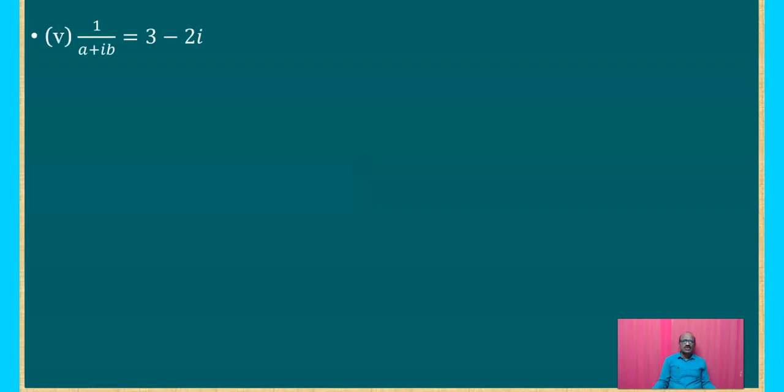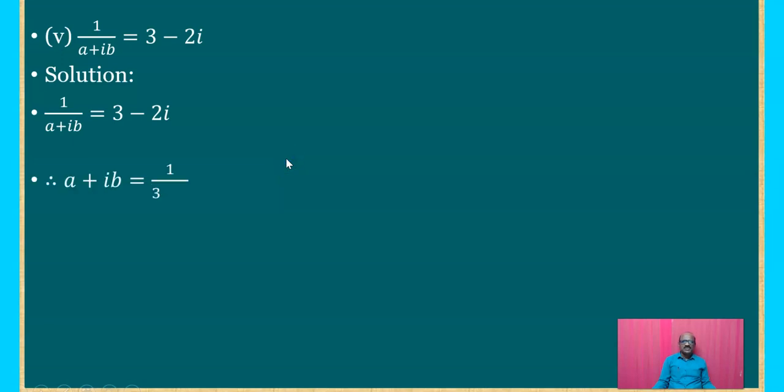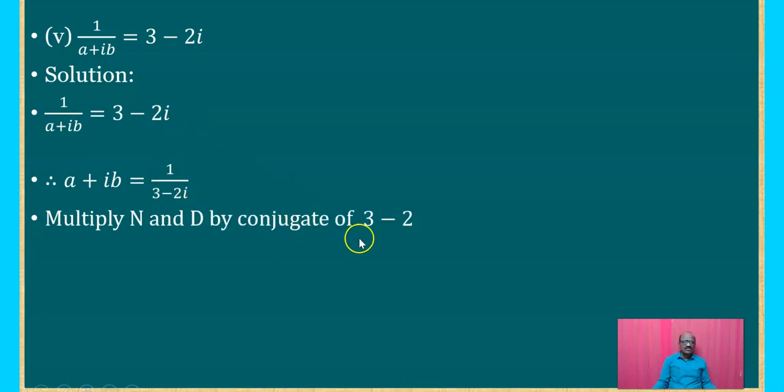Next is 1 upon a plus ib is equal to 3 minus 2i. Now the simplification. Inverting, we get a plus ib is equal to 1 upon 3 minus 2i. Now multiply and divide by the conjugate of 3 minus 2i, which is 3 plus 2i. Then a plus ib is equal to 1 upon 3 minus 2i multiplied by 3 plus 2i upon 3 plus 2i.